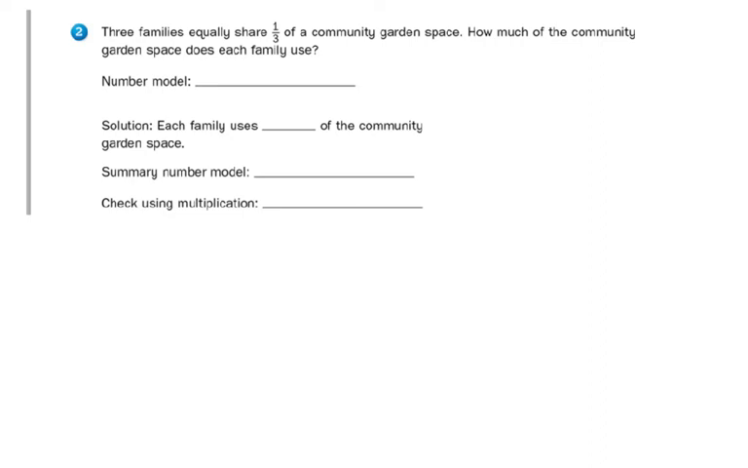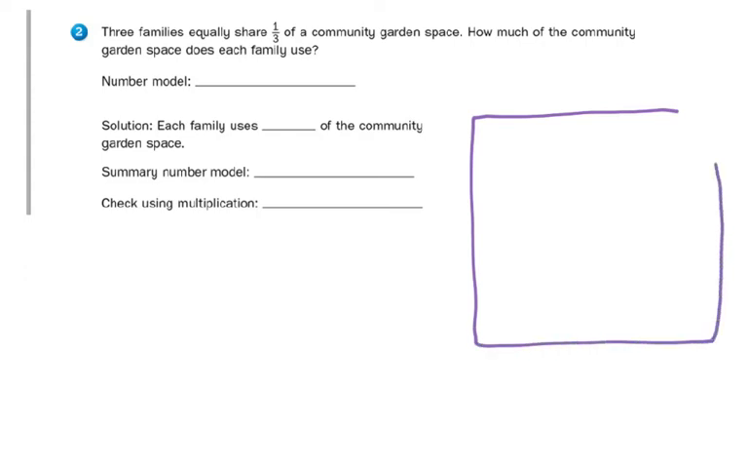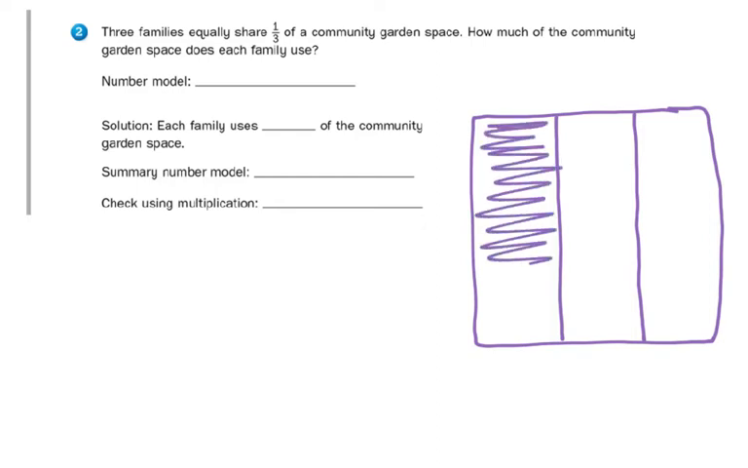Number 2. 3 families equally share 1/3 of a community garden space. How much of the community garden space does each family use? So let's draw that plot of ground. And they're sharing 1/3 of it. So we have to take that community garden space and divide into thirds. Those 3 families only get to share 1/3 of it.